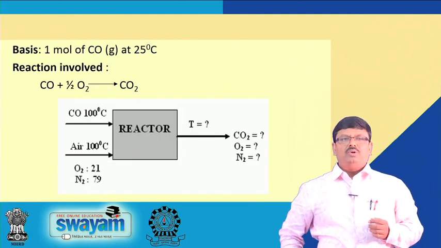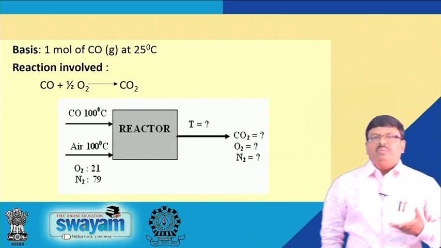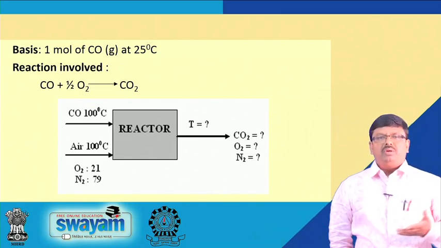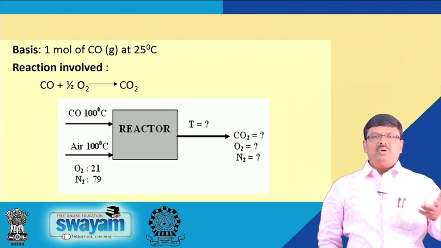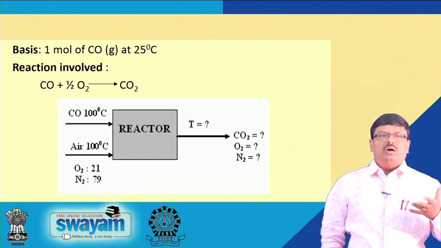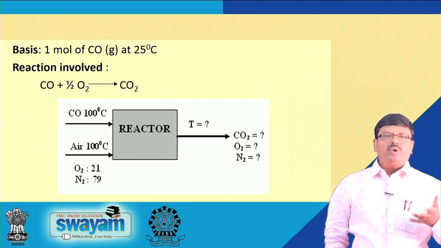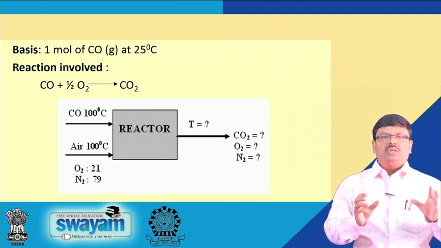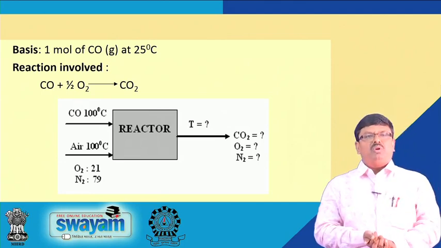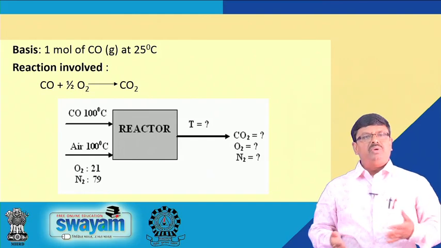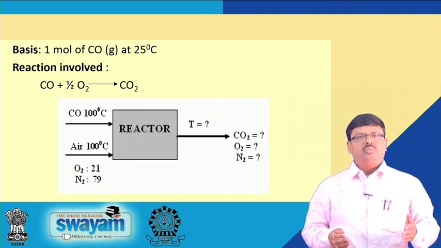Let us have a look at the procedure, the different steps to be taken into consideration for the calculation of this adiabatic flame temperature. First of all, let us have a basis for the calculations. One mole of carbon monoxide at 25 degrees centigrade has been opted as the basis of this problem.